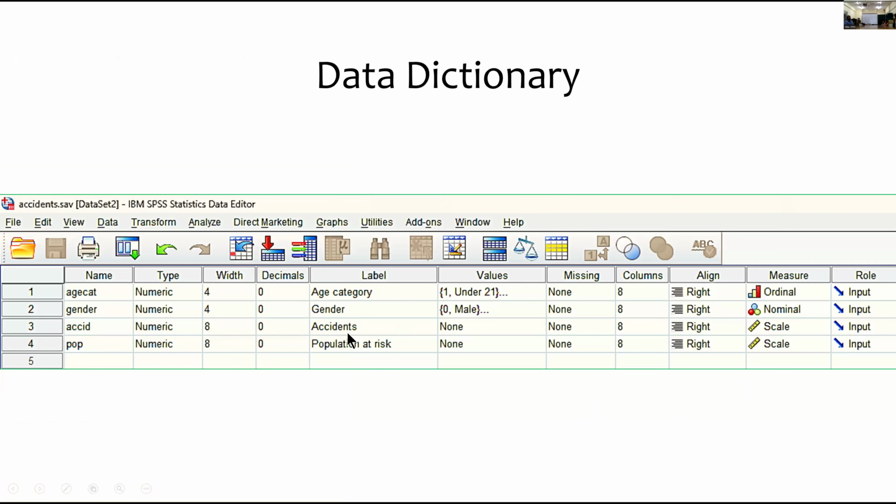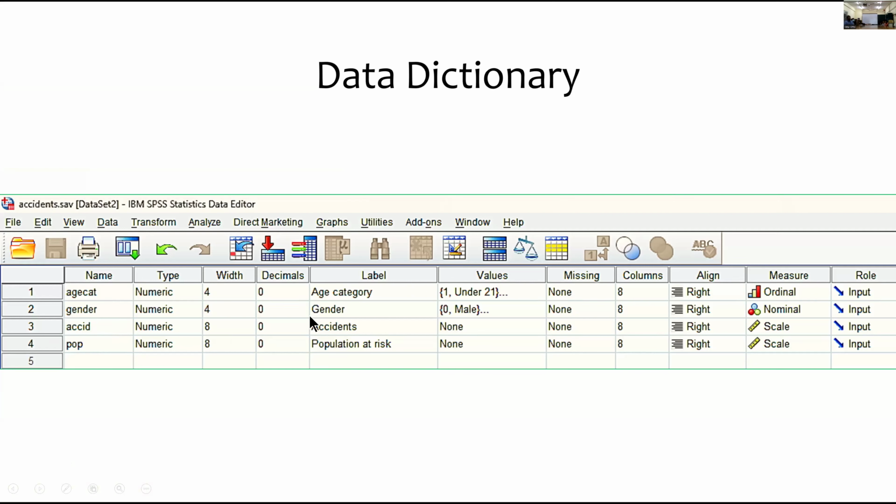The name. Name is a short form. What is acid? It sounds like an acid story. I think it's accidents. But that researcher decided to put a short form, and usually it should not be in large caps, it should be in small, and there should not be any gaps. You can put ACID or age and then a gap and put category. You can put an underscore if you like. Pop, what is pop? Who knows what is pop? Population at risk.